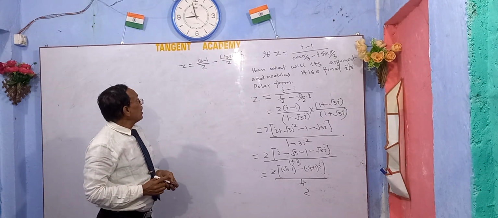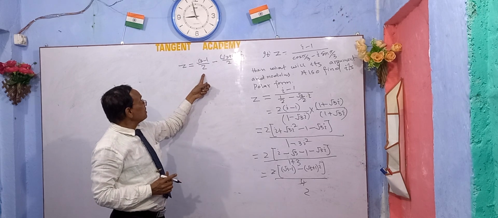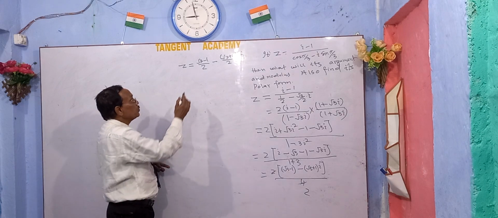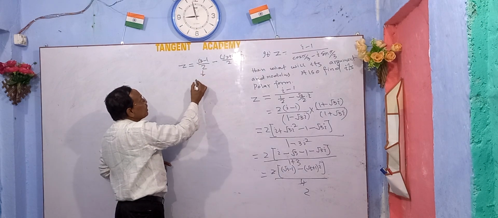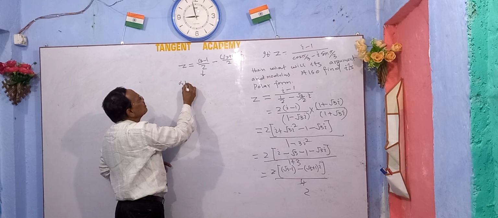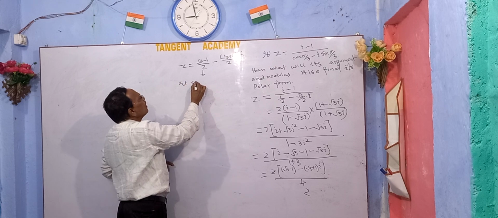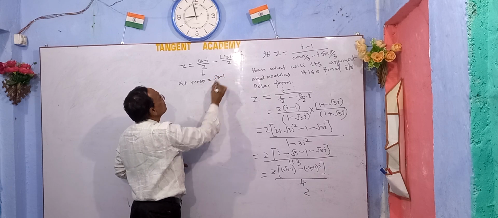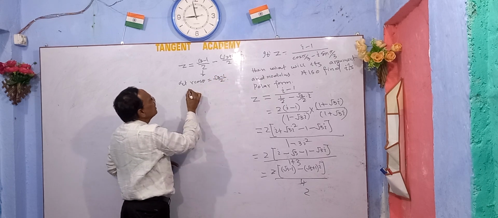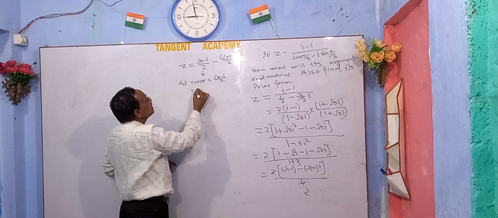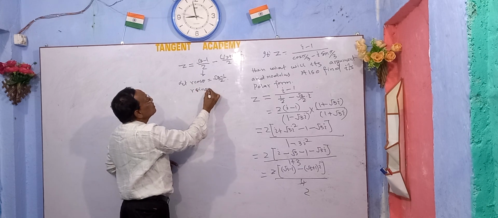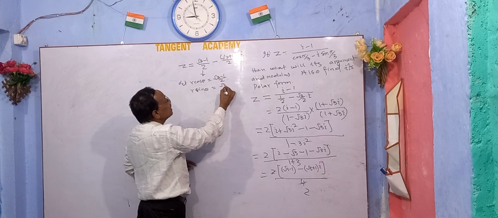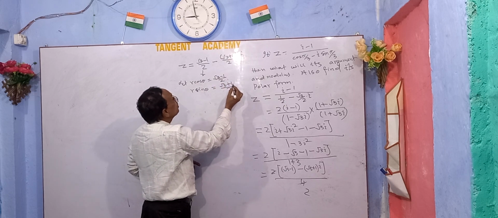So our aim is to find first the magnitude of this complex number. What will be its magnitude? Let this term be r cos theta. Let r cos theta be equal to (root 3 minus 1) divided by 2, and r sin theta be equal to (root 3 plus 1) divided by 2.